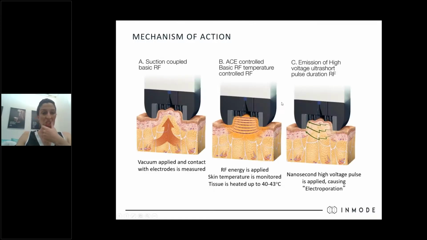So how does it work? First of all, vacuum is applied. Suction is coupled with basic RF, meaning there will not be any RF emission if vacuum is not created efficiently enough. Okay, so first there is the vacuum that sucks in the tissue and enables work on deeper planes. And only once good vacuum is established, RF will be delivered. Okay, and then the RF will flow in between those two electrodes, bipolar we said.